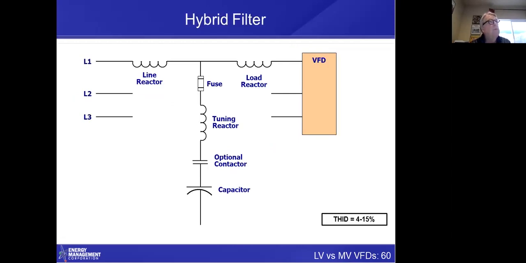This is a hybrid filter. This is by far the most popular way of correcting, because you get total harmonic current distortion really down between 4 and 15%. What we typically see is 7 to 8% total harmonic current distortion when applied in the field. And most manufacturers now of hybrid filters have a filter that they're saying is less than 5%. And we have purchased a lot of those. I've never seen one be less than 5%.